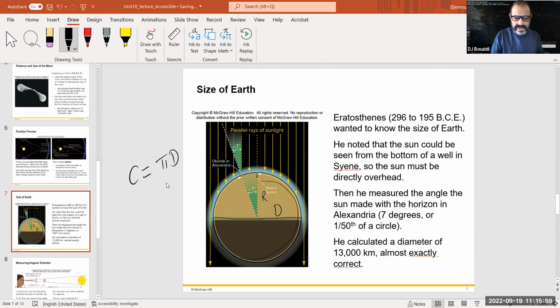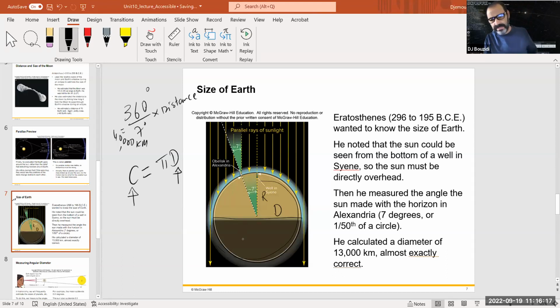It's pi times the diameter. Since now you know the circumference, by just dividing 360 by 7 times the distance to Alexandria from Syene, you're going to find about 40,000. So you have the circumference. If you have the circumference, you can find the diameter. Pi is a number, 3.14. If you find the diameter, all you have to do is divide that by 2, and you have the radius. So you know exactly how big the Earth is.